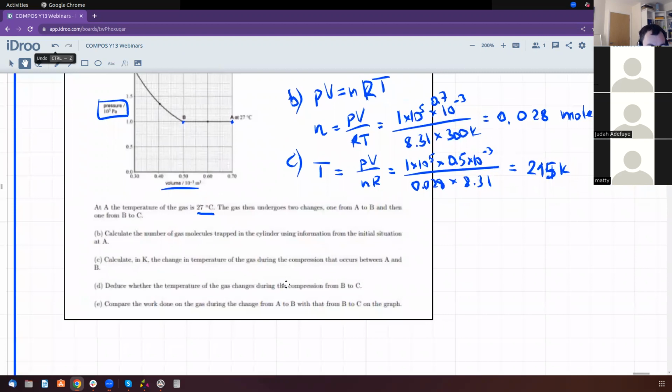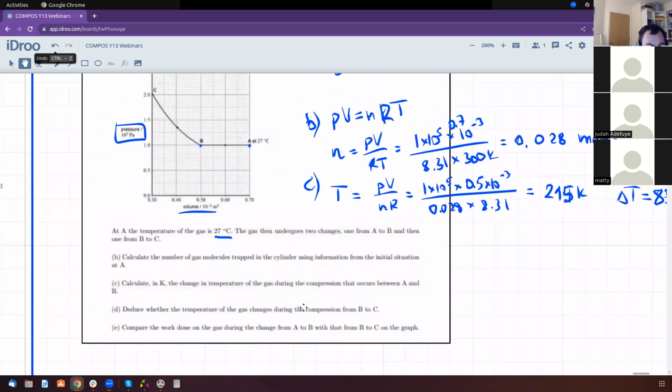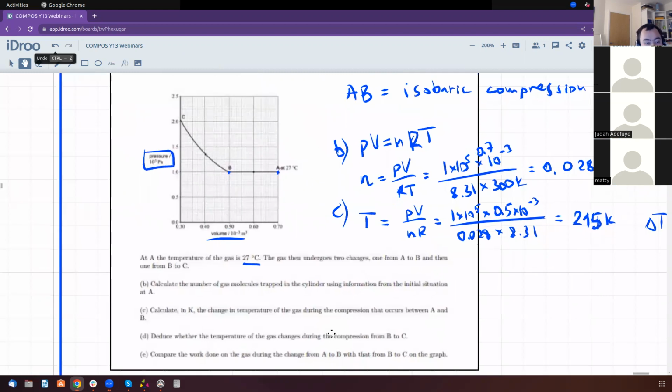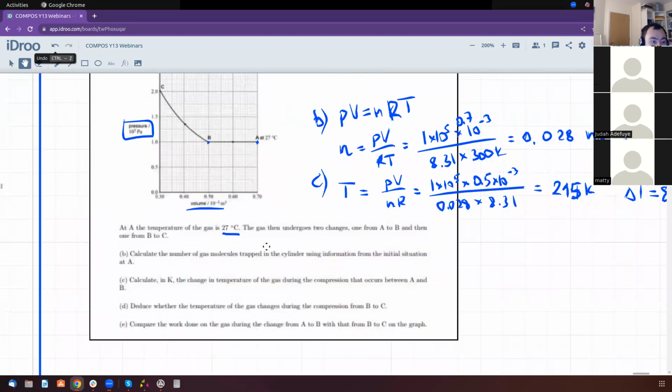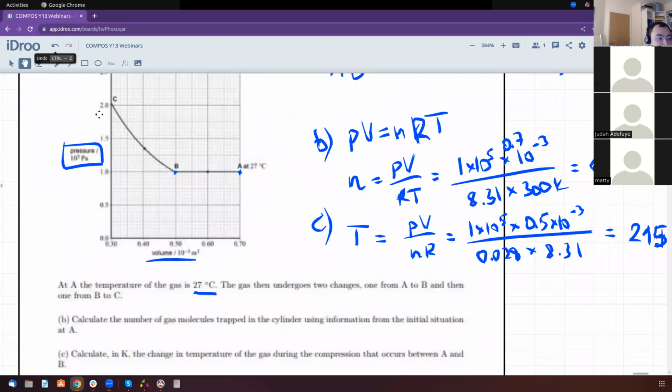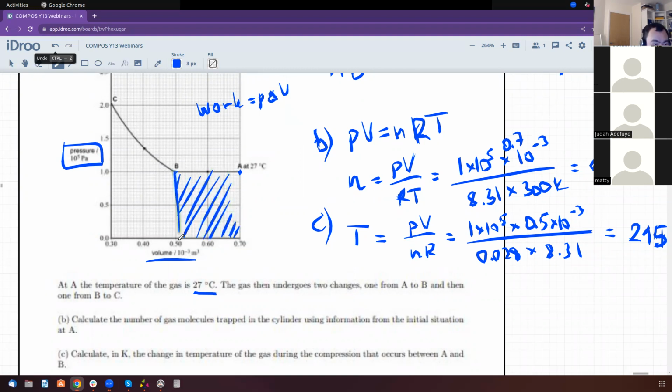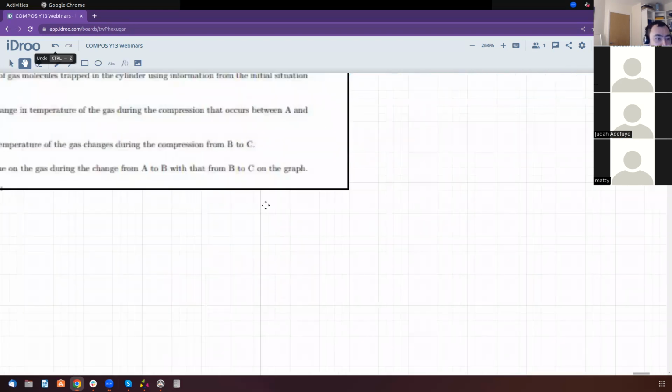Compare the work done on the gas during the change from A to B with that from B to C on the graph. Well, the work done on the gas is the area under the graph. So the work is pressure times delta V. And here the delta V is the same. This is the work done in the process AB. And this is the work done in the process BC. And so the work BC is greater than the work AB.